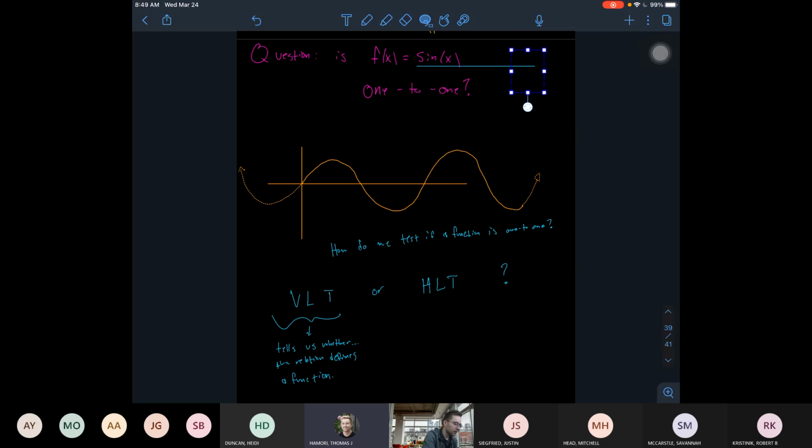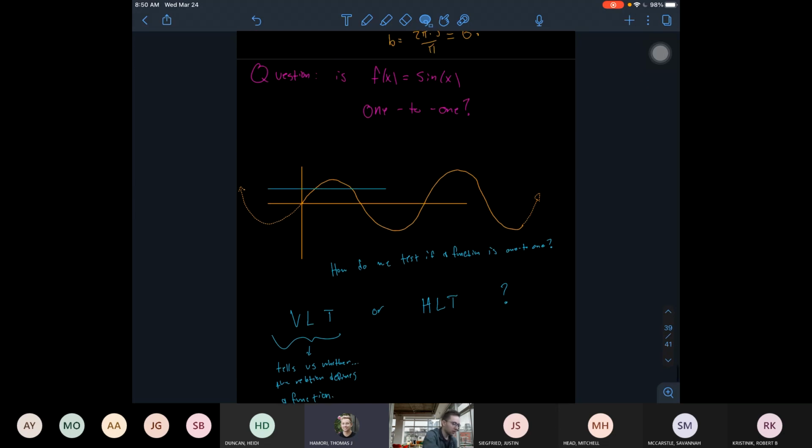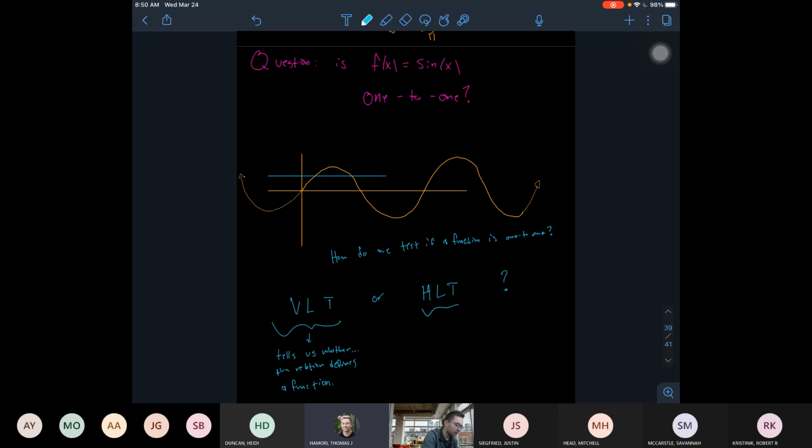However, if we have a horizontal line, and our horizontal line is somewhere between 1 and -1, not only does it cross the graph of sine of x at more than one point, it crosses the graph of sine of x at infinitely many points, right? Because this graph goes on and on forever in both directions, and this line is just going to keep on intersecting it. Okay, so the horizontal line test was for saying, well, is a function one-to-one?